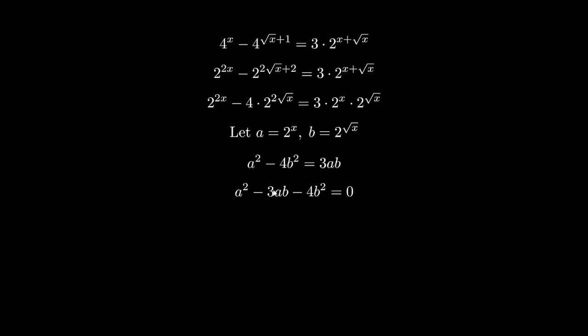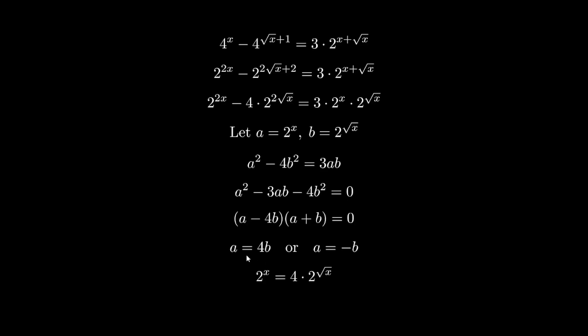We'll move everything to the other side. So subtract by 3ab. And then we can factor this out. So this factors into a minus 4b times a plus b equals 0. So we get either a is 4b or a is negative b.